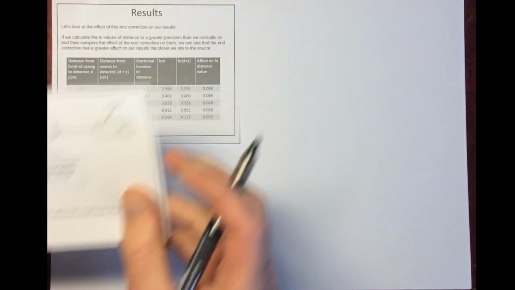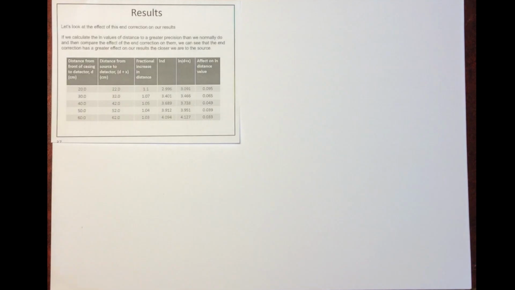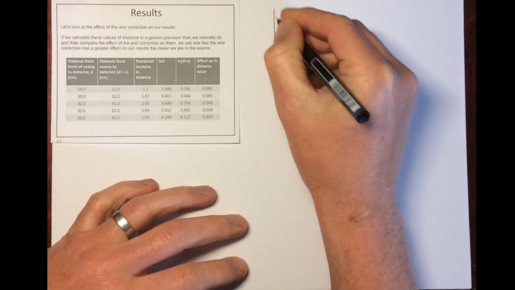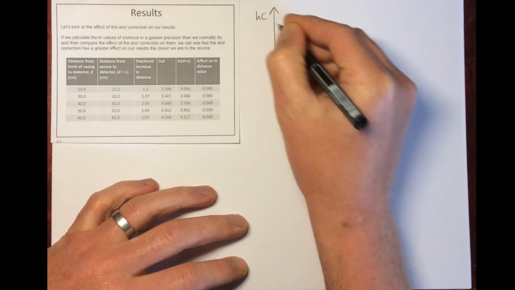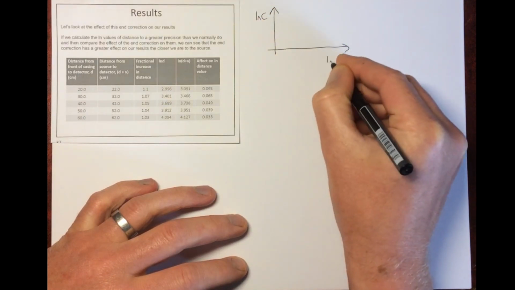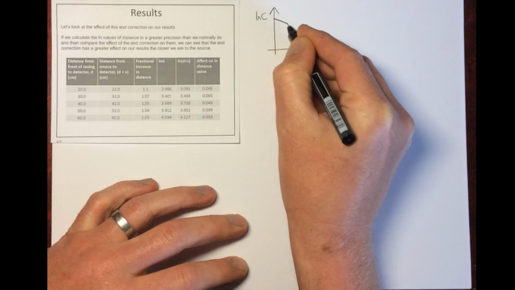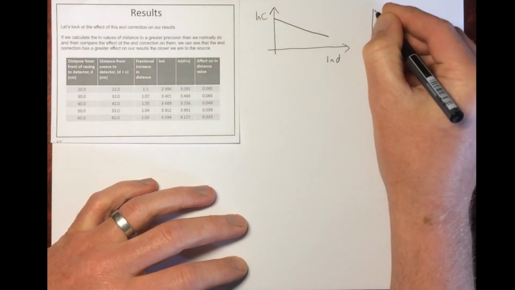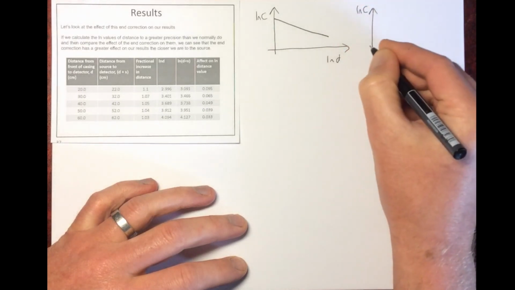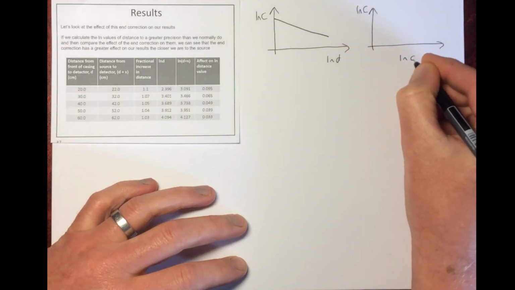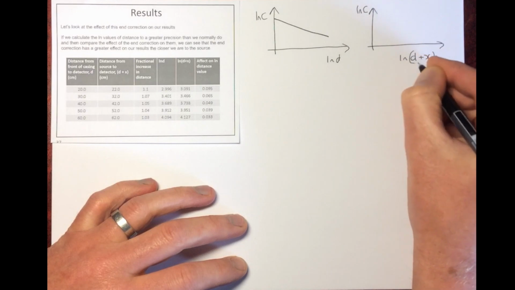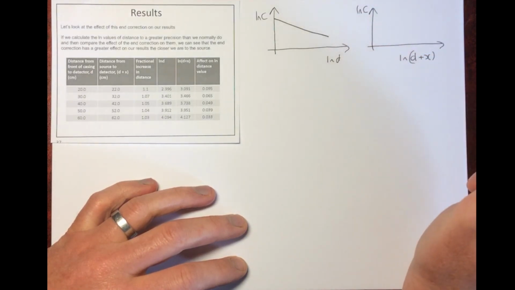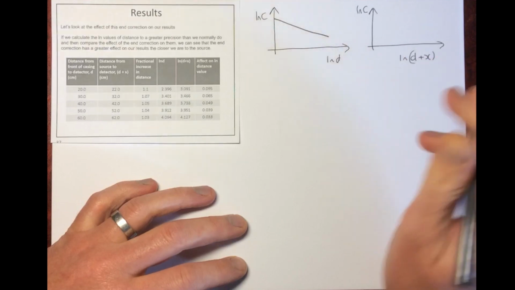Now what I want to talk about is what effect does this have on our results for our graph. So our graph that we plotted was lnC against lnd, and we've got a graph that looks like that. The question is now, if you plot a graph of lnC against ln(d + x), so we've now corrected our distance and added on that extra 2 centimeters that should be added on, what effect does that have on our graph?